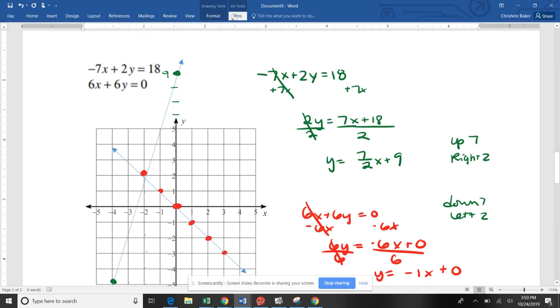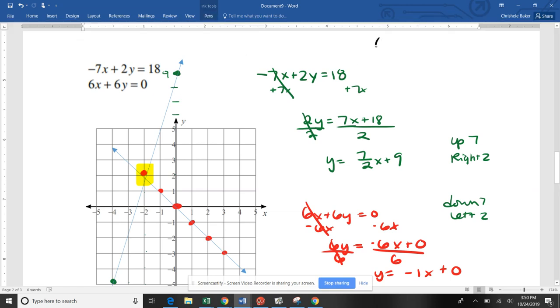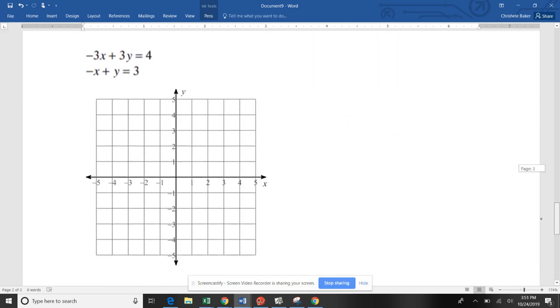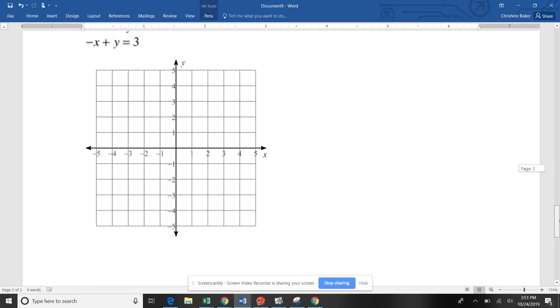So my intersection point is right here, and it's -2, +2. And of course, I could check that and plug it back in and make sure everything works. Okay. One more example.